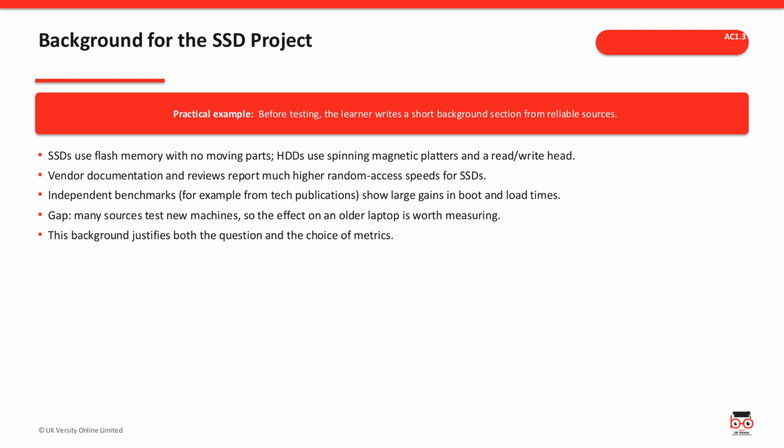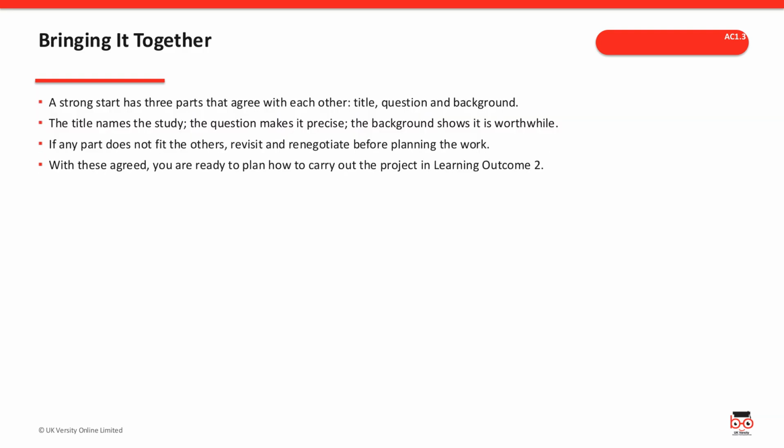As we close the outcome, notice how three things have to agree with each other: the title, the question, and the background. The title names the study, the question makes it precise, and the background shows it's worth doing in the first place. If any one of those doesn't fit the other two, that's your signal to go back and renegotiate before you plan the actual work. Once they line up, you're ready to move on to planning how to carry the project out.